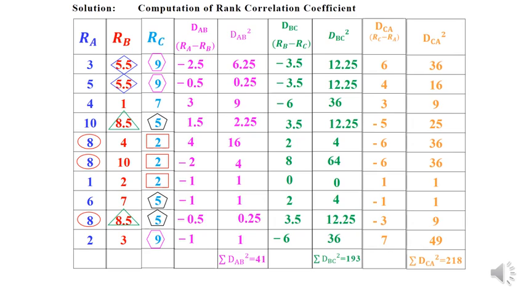Square these values to find out D square between CA. 6 square 36, 4 square 16, 3 square 9, minus 5 square 25, minus 6 square 36, minus 6 square 36, 1 square 1, 1 square 1, 3 square 9 and 7 square 49. Total of these things will be 218. Now using the formulas, find out rank correlations.